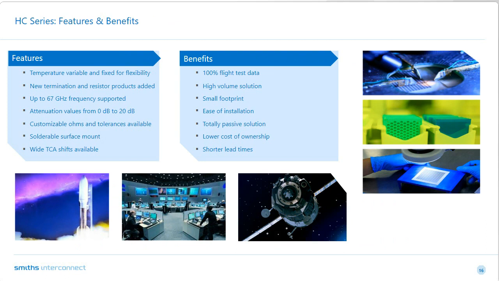So we have the HC series. The HC series has some benefits where it's still 100% flight test data. It's a good high volume solution. We have capability up to 67 gigahertz, attenuation values from 0 to 20 dB. These are lower cost than the HR series as well. These are a totally passive solution and, again, lower cost of ownership and shorter lead times.